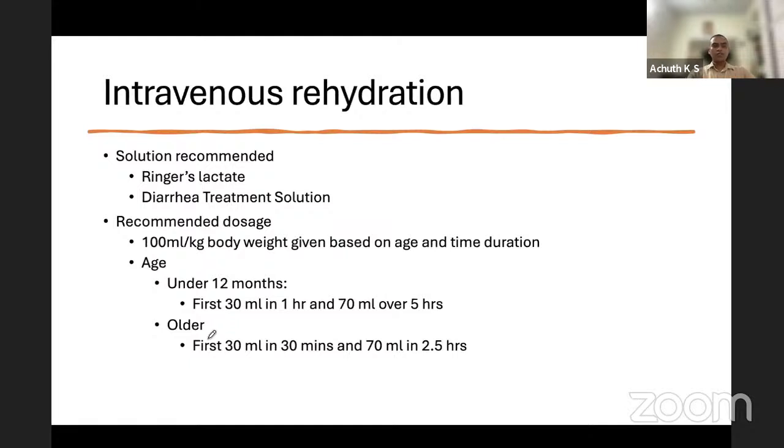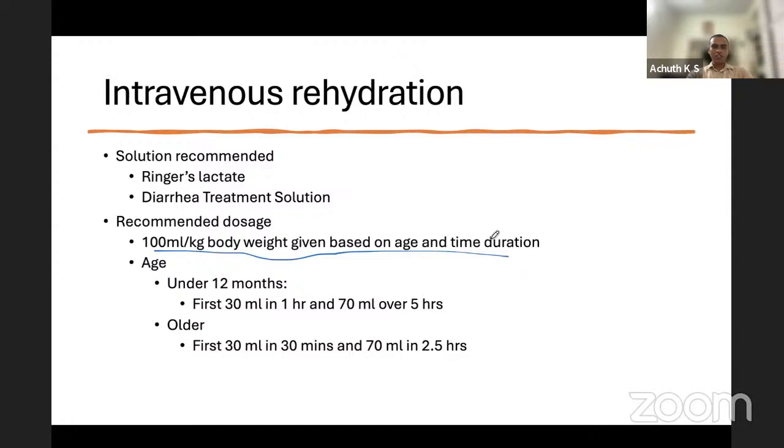Apart from this, we have intravenous rehydration therapy. That is IV fluids, simply. And what are the fluids used? That is Ringer's lactate solution and diarrhea treatment solution. Most commonly what we use is Ringer's lactate. And what is the recommended dose? That is 100 ml per kg body weight is the dose which has been recommended.